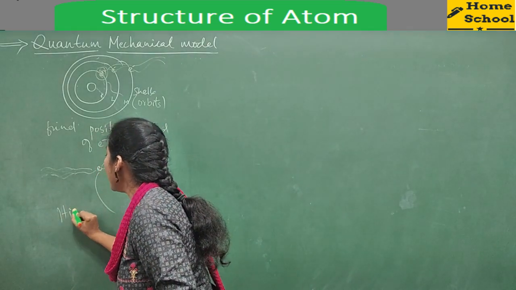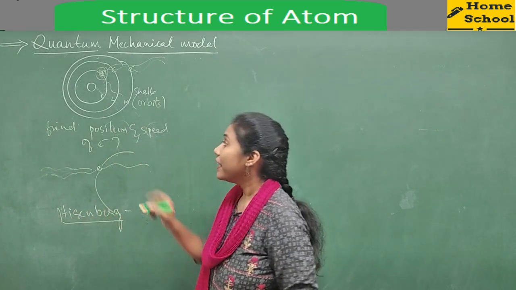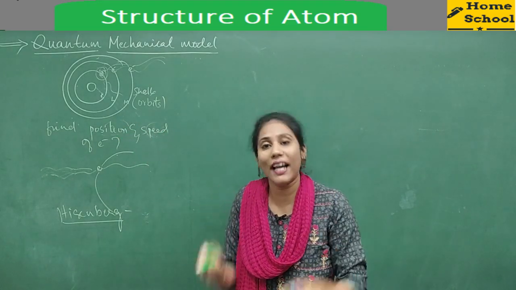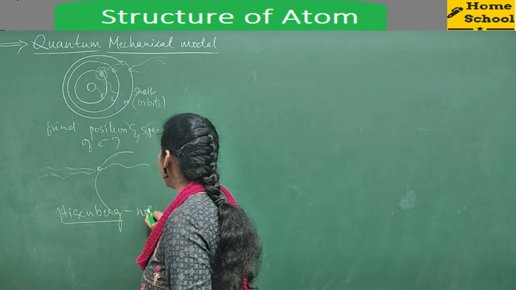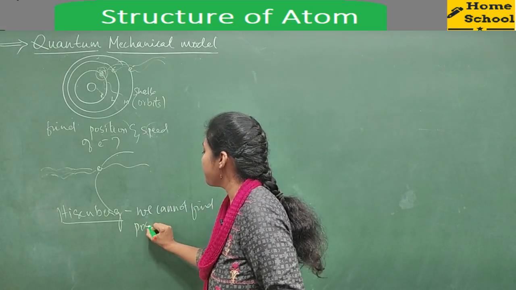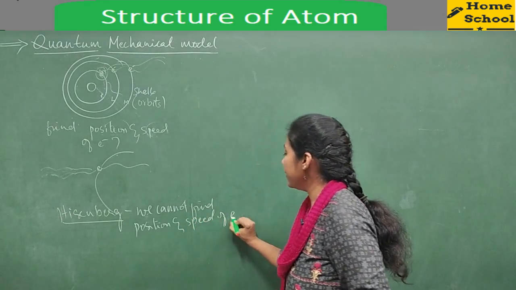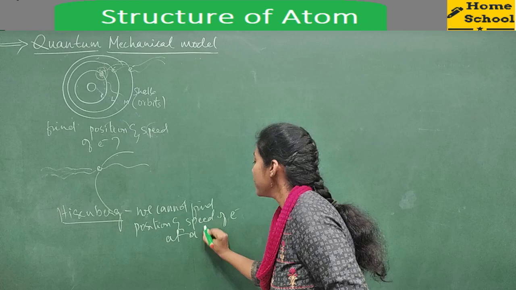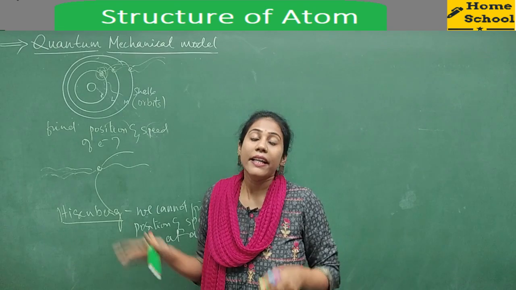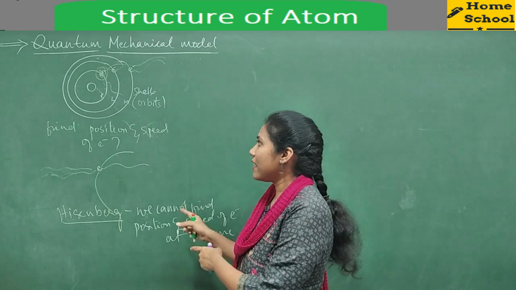There's a person called Heisenberg. And this Heisenberg said that you cannot find the position and speed of an electron at a time. What did he tell? We cannot find the position and speed of an electron at a time. So this is what we call Heisenberg's uncertainty principle. Anyway, that particular word is not necessary. Just try to understand the concept.